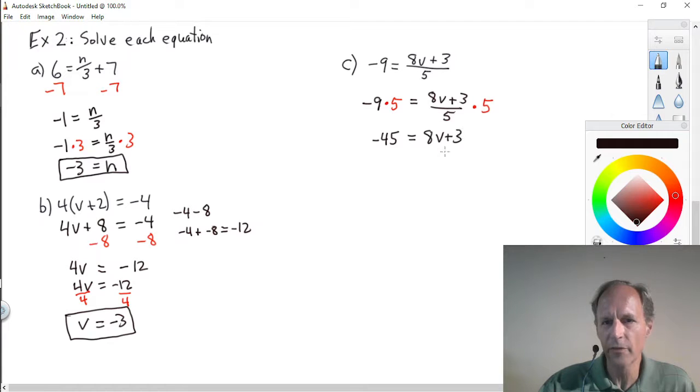Okay, so we've still got some more steps to go. We need to get rid of the 3 now, right? Subtract 3 from both sides. Okay, we have negative 45 minus 3, a similar situation as we had over here. That's negative 48. And over here, 8v.